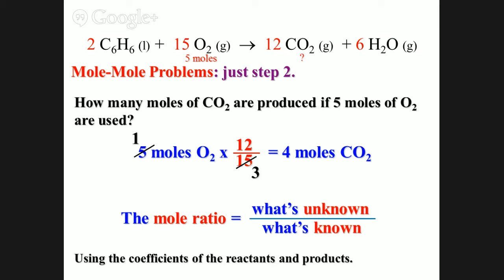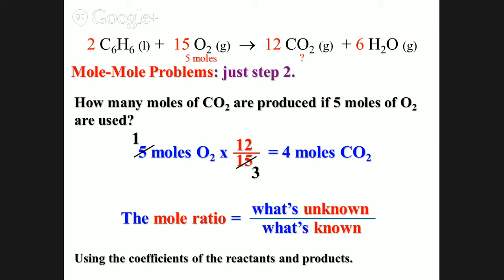So, for example, how many moles of CO2 are produced if 5 moles of O2 are used up? Just like in all our mole problems, I write down the number they gave us and its unit, the 5 moles, and then I'm going to multiply that times the mole ratio. In this case, that's the 12 over 15. Now, how do I get the mole ratio? Well, the mole ratio is basically what I don't know, the question mark, divided by what I already know.